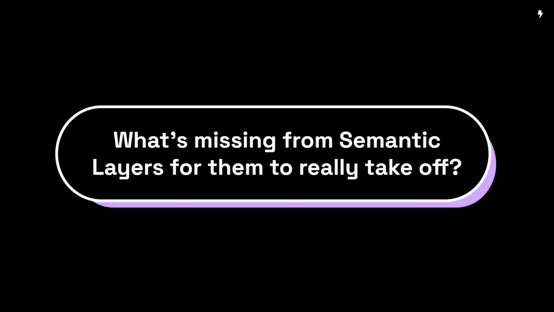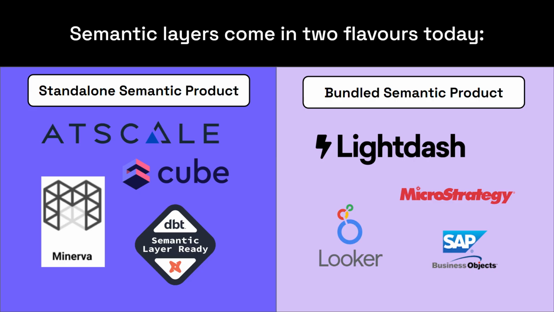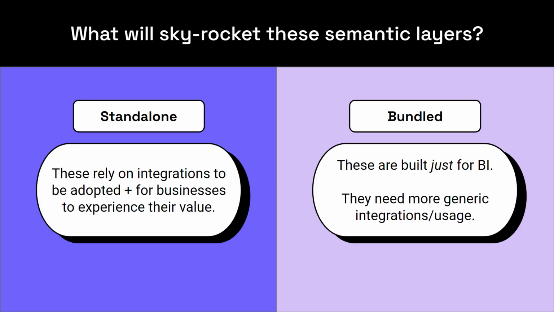And I think the thing that's really missing for semantic layers to take off is integrations. I'm going to talk first about semantic layers more generally, and they come in two flavors. I talked about standalone semantic products like Cube or the dbt semantic layer, and then there are bundled semantic products, and these tend to be BI tools. So Looker, Lightdash, SAP Business Objects, flashback for anyone out there. And standalone semantic layers really rely on integrations to be adopted, right?